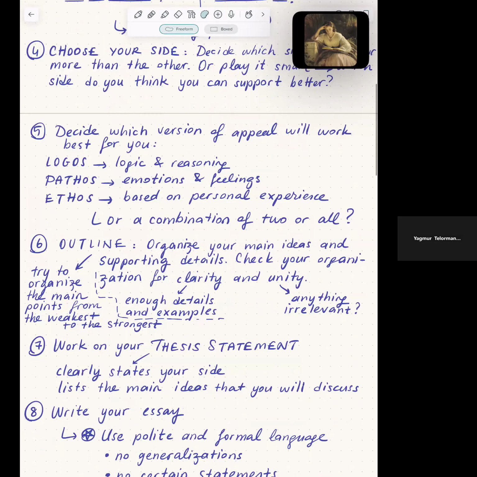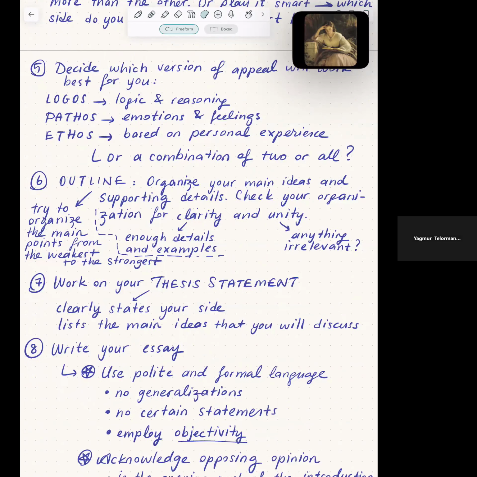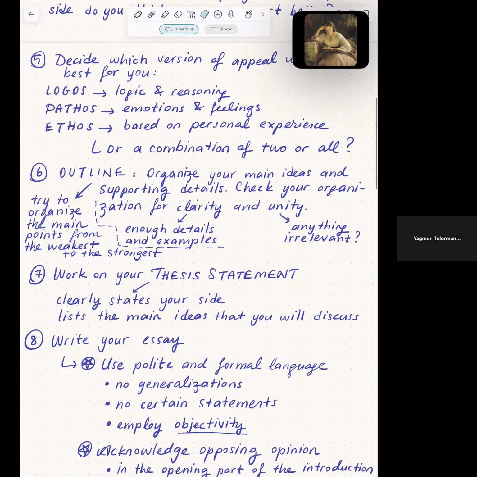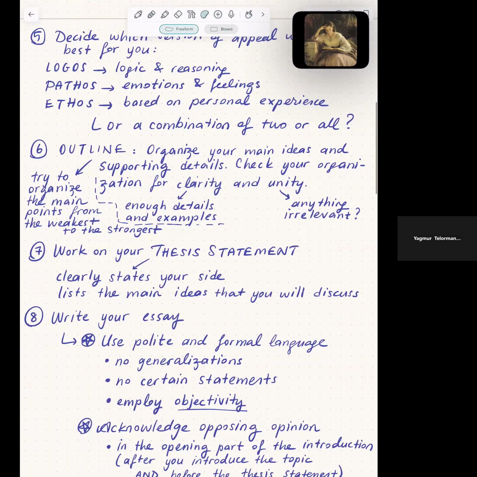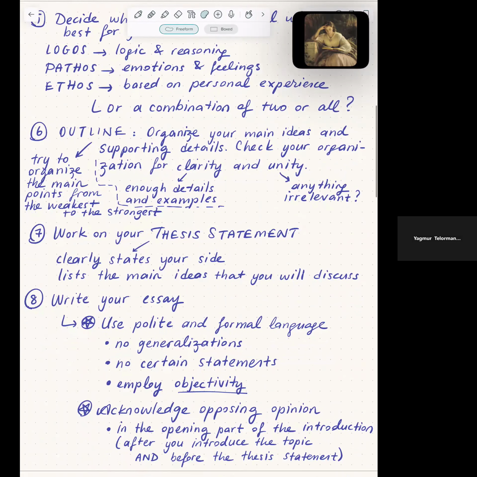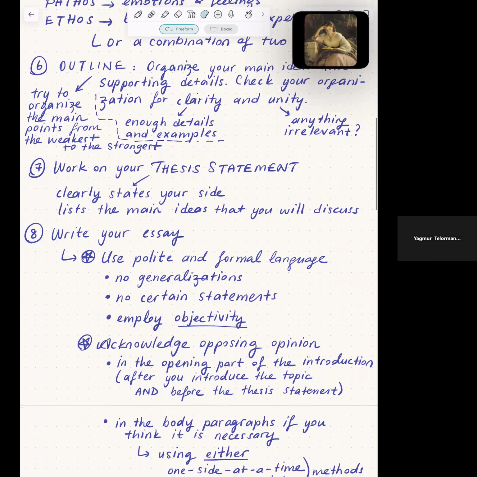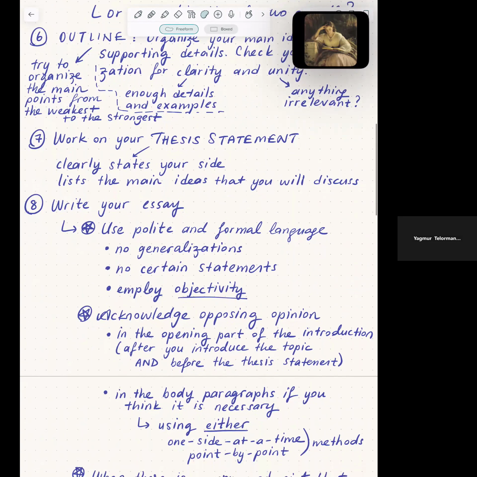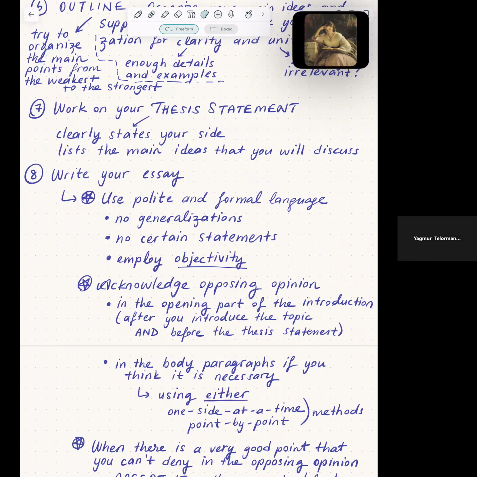And number 6, outline. Organize your main ideas and supporting details, check your organization for clarity and unity, and try to organize the main points from the weakest to the strongest. Step 7, work on your thesis statement. It should clearly state your side, and it should list the main ideas that you will discuss in the body part. Step 8, write your essay.